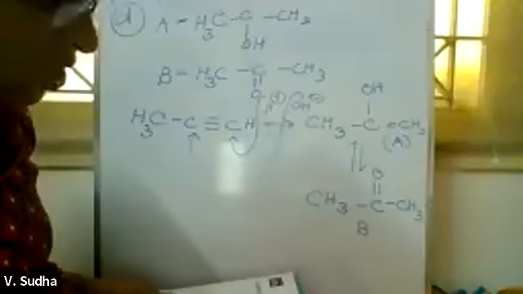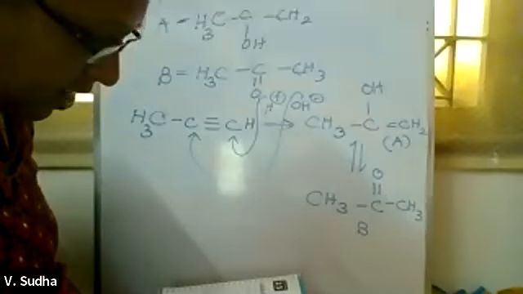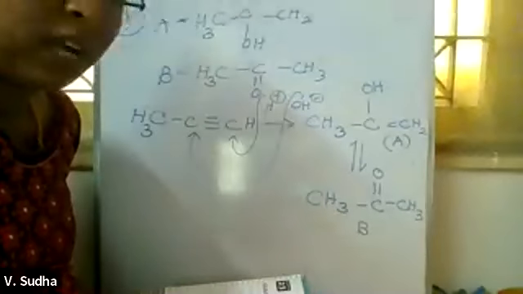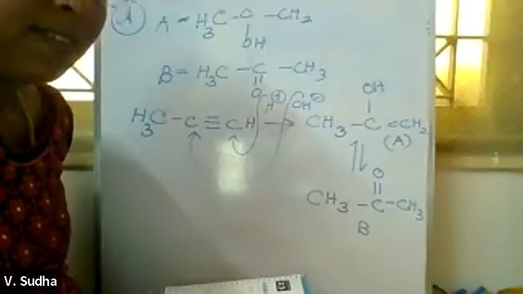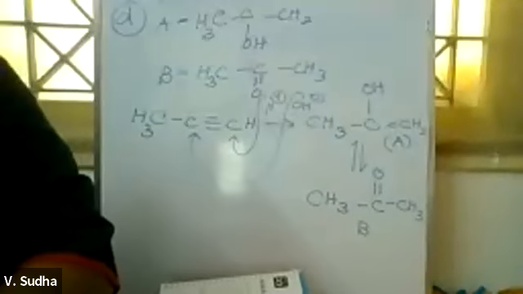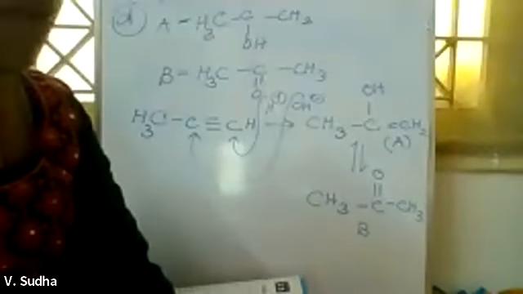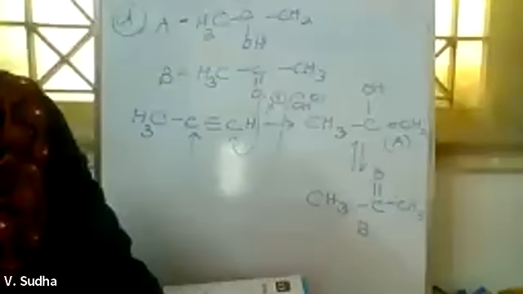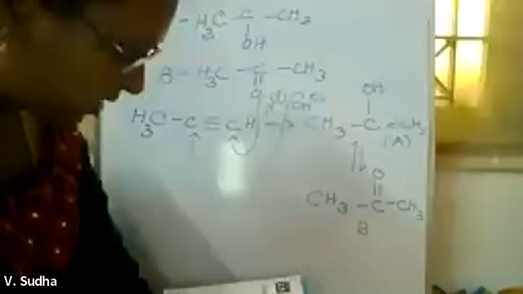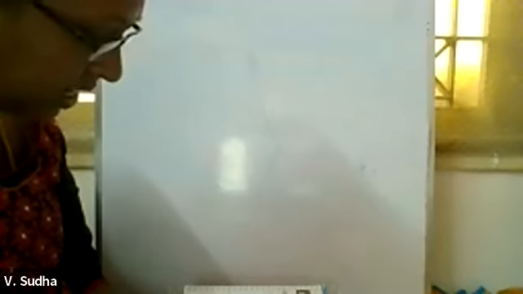Of the following, which is the product formed when cyclohexanone undergoes aldol condensation followed by heating? So I am not going to give the options. With the reactant, try to achieve the product. This is also a neat question.